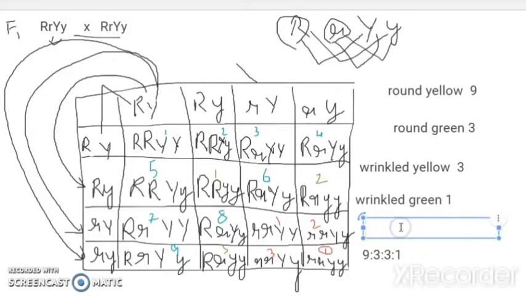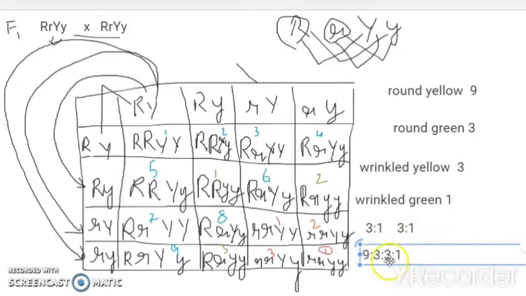And in the same way yellow and green alone, if crossed, will give rise to 3:1, right? So these two 3:1 can be derived in this way. Okay, so it is 9:3:3:1. Clear, children?